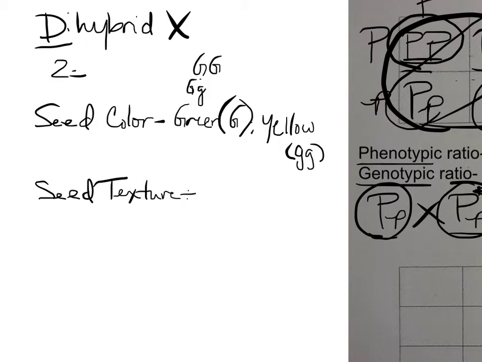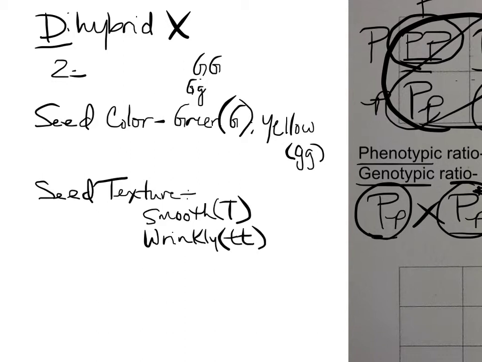Okay. Now let's look at seed texture. Let's say that we have smooth, represented by a big T, and we have wrinkly, and that's going to be represented by two little t's. Not to confuse you, but this is what you would need in order to show this phenotype, and this is what you would need to show this phenotype. So this is going to look really complicated, but it isn't. I'm going to show you a trick to figure out how to actually set up your Punnett square.